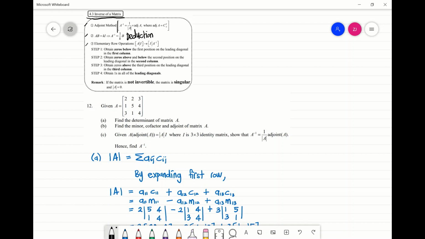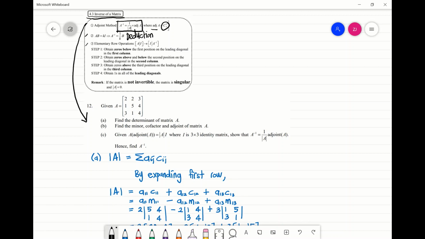For this Adjoint method, we have a formula for the inverse matrix. The formula is A inverse is equal to 1 over the determinant multiplied by the adjoint of A, where the adjoint is simply the cofactor matrix transpose. In order to discuss this method, we will see one example. We are given this matrix A, so find the determinant of matrix A.